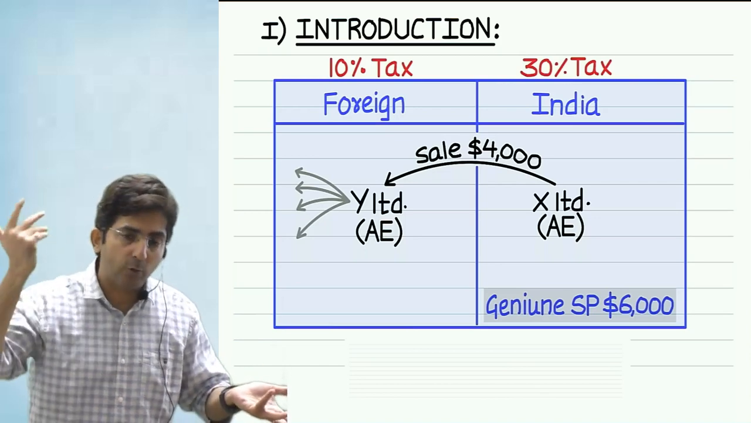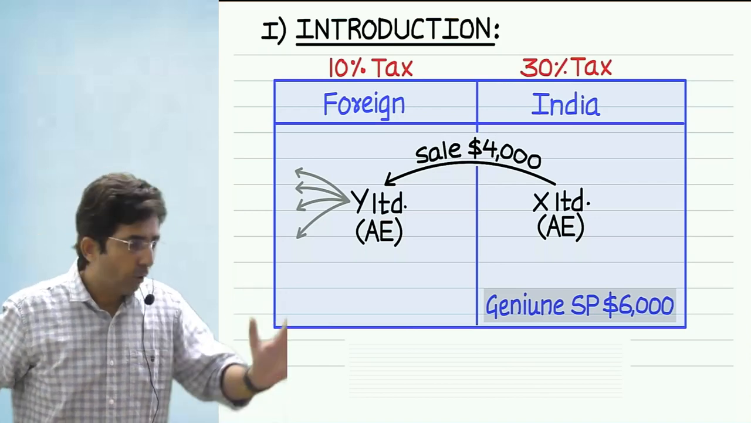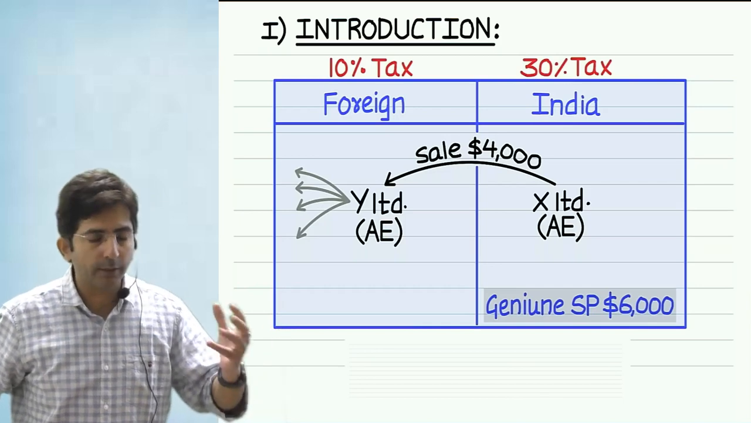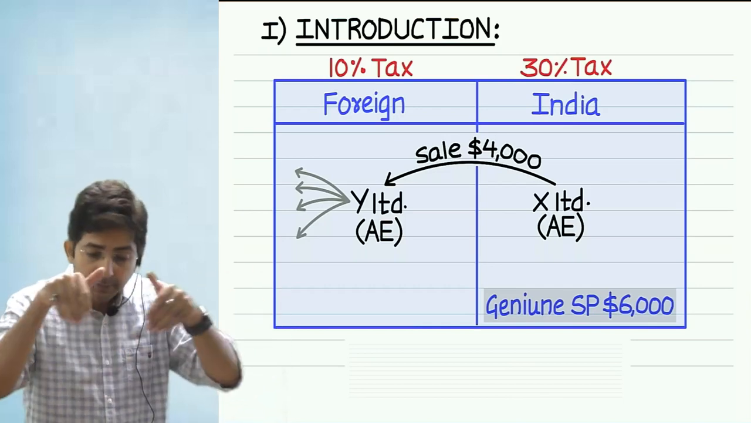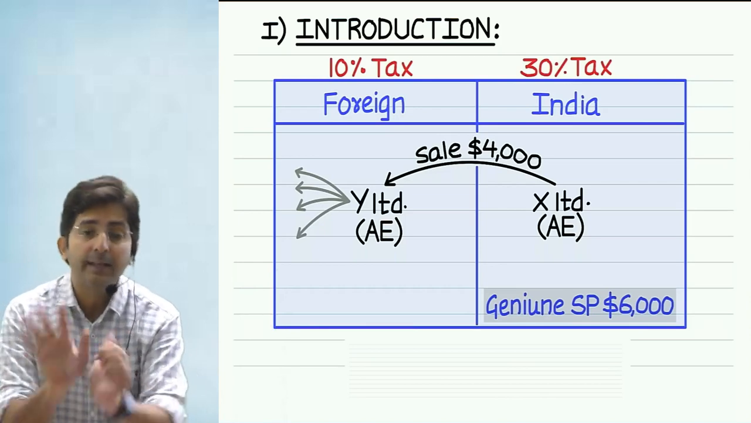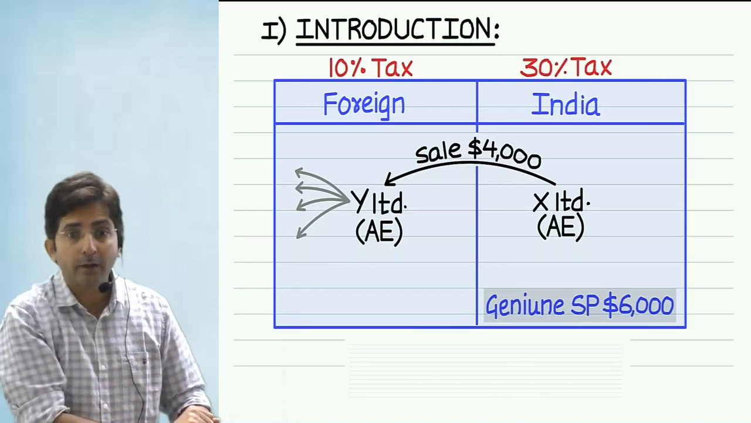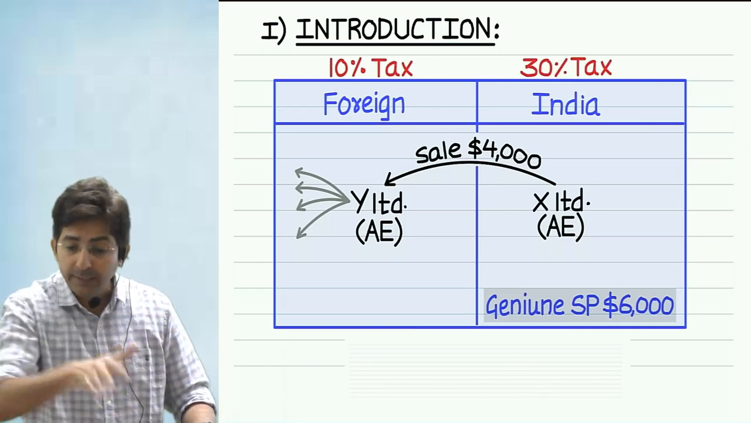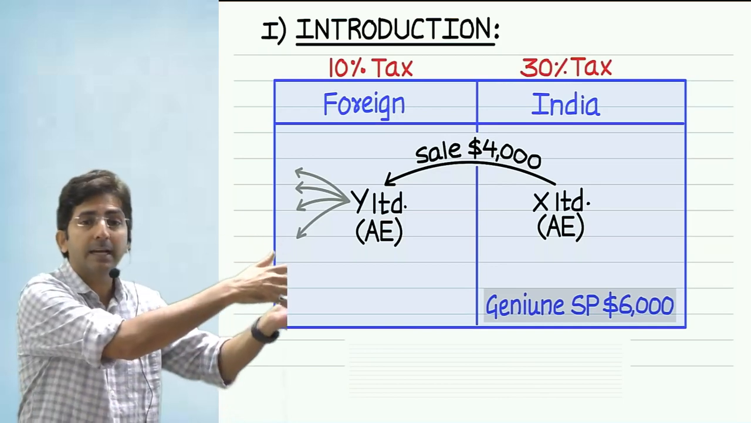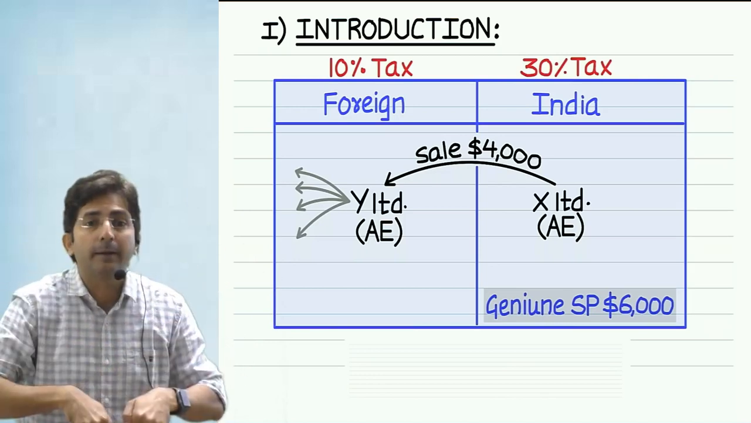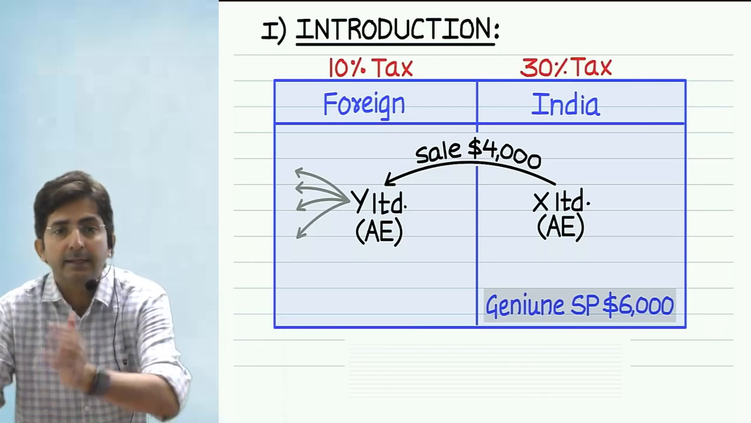Take any big brand, L'Oreal France. L'Oreal France is a company in France. The parent company is in France. But in India, they have a separate entity, L'Oreal India Limited. It means that L'Oreal France does not sell directly to the Indian customer. They will sell the consignment to L'Oreal India Limited, and then L'Oreal India will sell to the Indian customer.